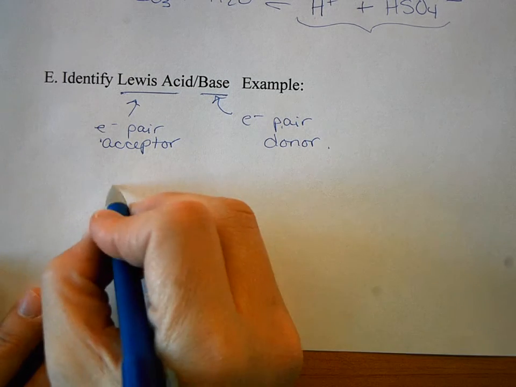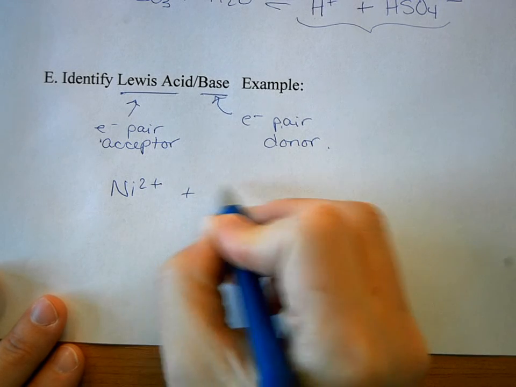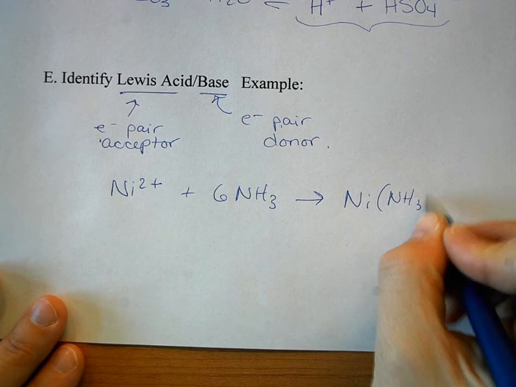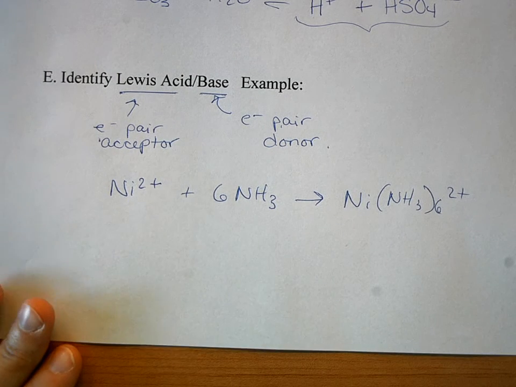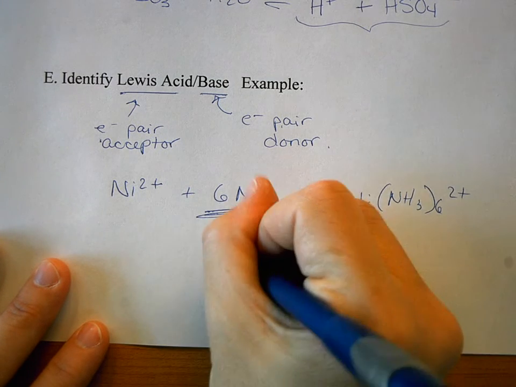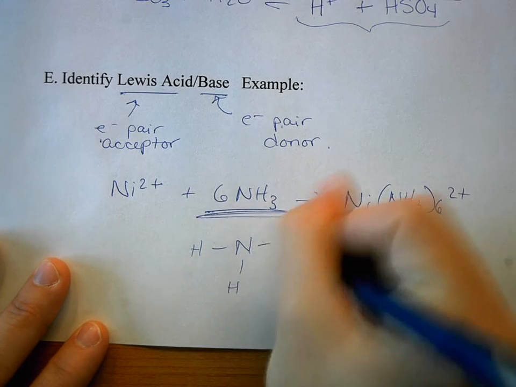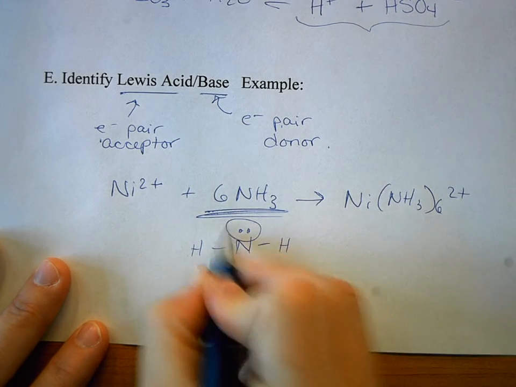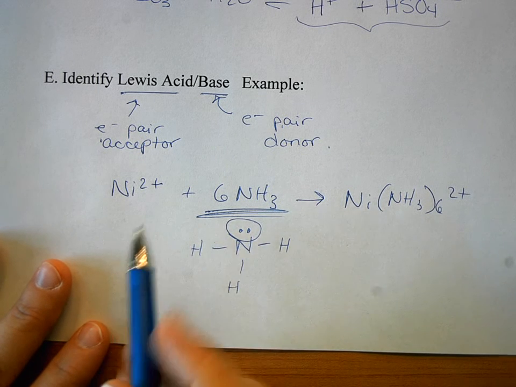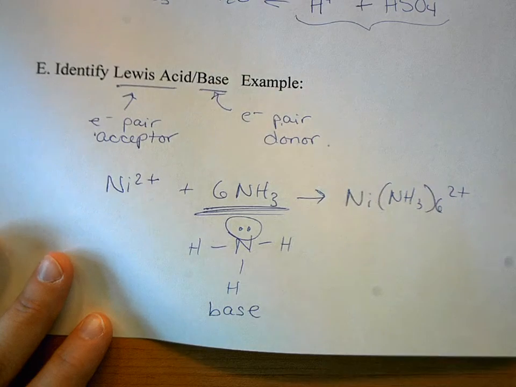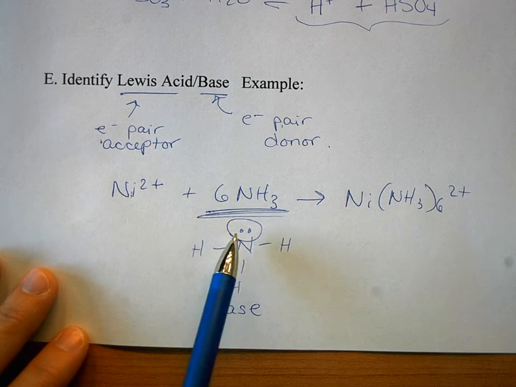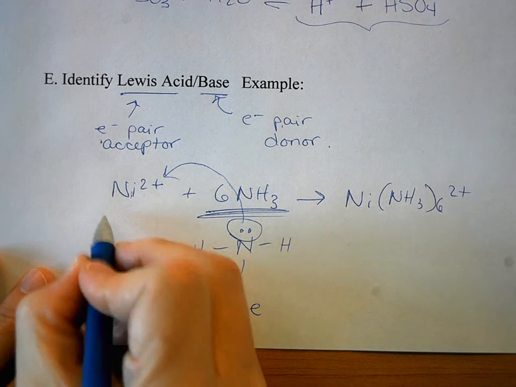For this, nickel 2 plus plus 6 NH3 gives me nickel and then NH3 6. If you're asked to identify which one is the Lewis acid and which one is the Lewis base, you should automatically know, and this should just be something that you get used to knowing, NH3 has an extra pair of electrons right there. So right away you can tell that that's going to have an extra pair of electrons to donate, so that's going to be the base. And since nickel has a positive charge, it can accept electrons, which would make it the Lewis acid.